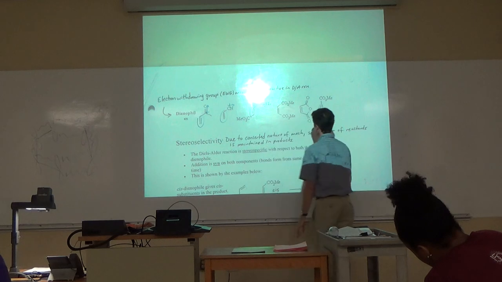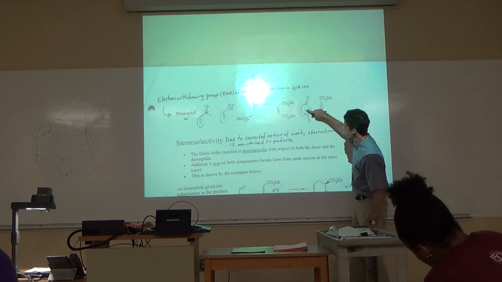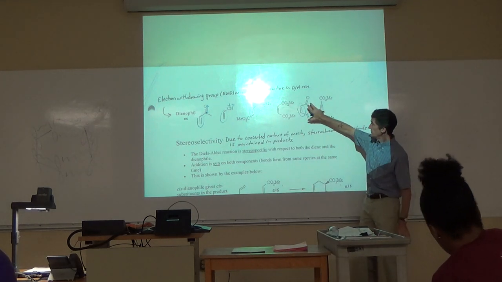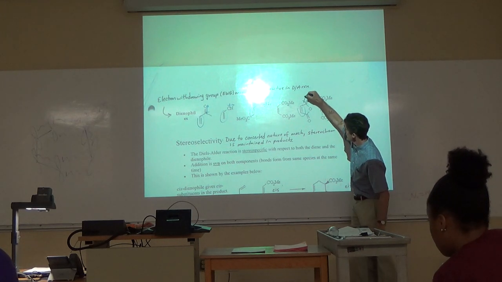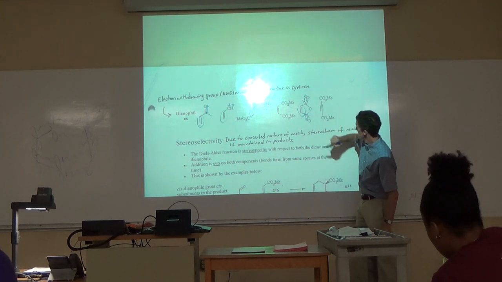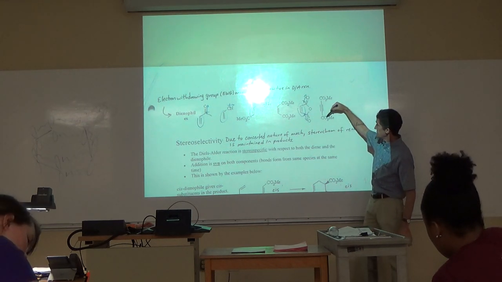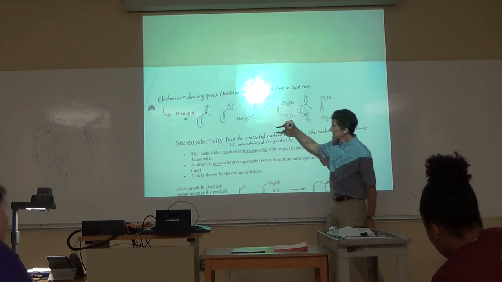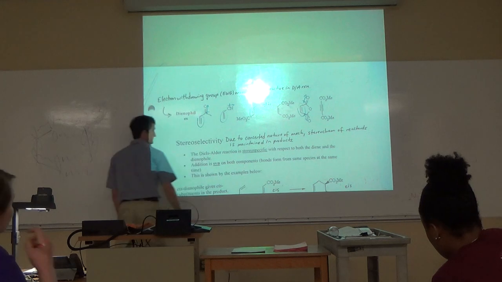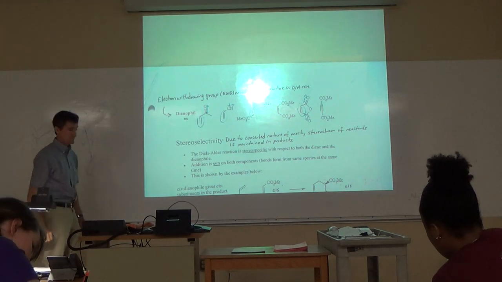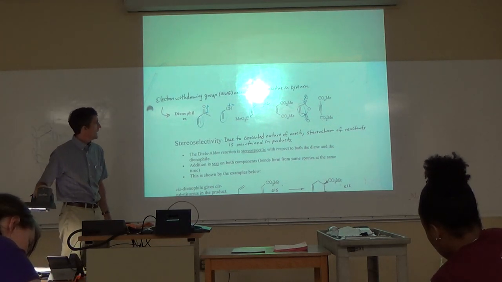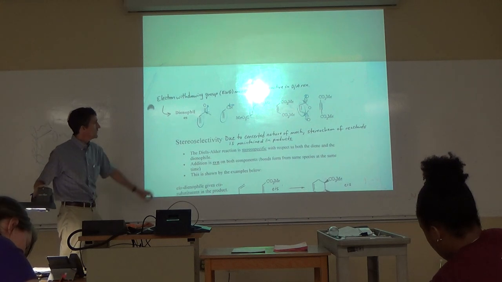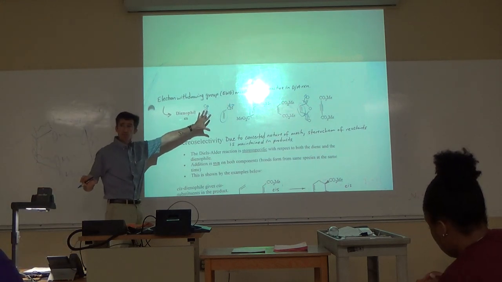Common electron withdrawing groups. The dienophile can also be in a ring. This is in a ring and with electron withdrawing groups. That's two. Of course, alkynes are linear. We'll talk about why the electron withdrawing group is important.